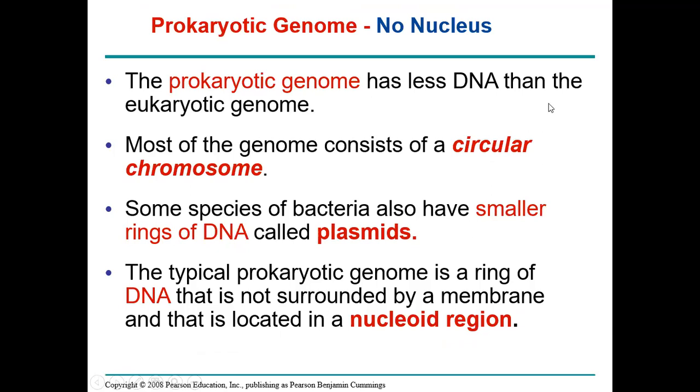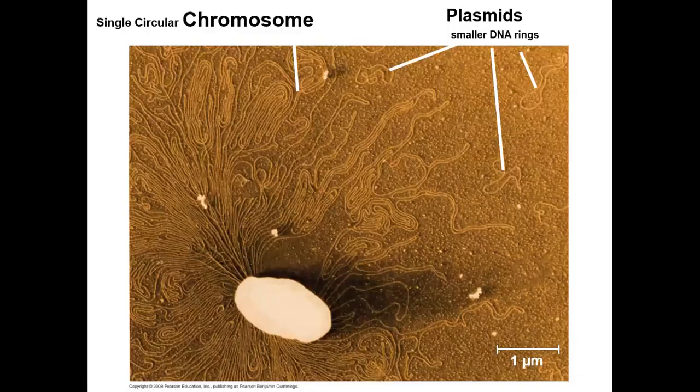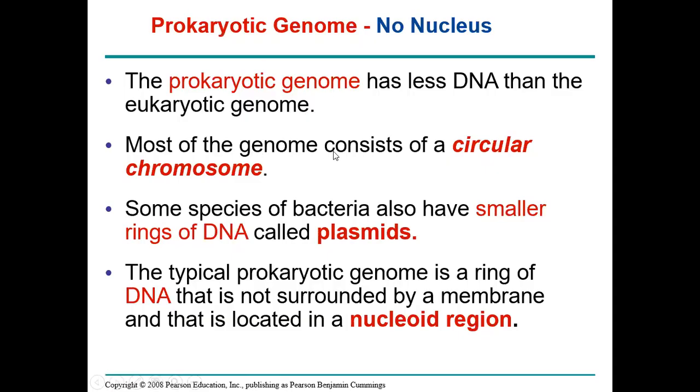Okay. If you are looking at the prokaryotic genome, it has less DNA than the eukaryotic genome. Between the eukaryotic and prokaryotic genome, the major difference is that prokaryotes have less DNA. Most of the genome consists of a circular chromosome, which you might have studied in molecular biology. Because the chromosome is circular, the replication in prokaryotes is known as theta replication.